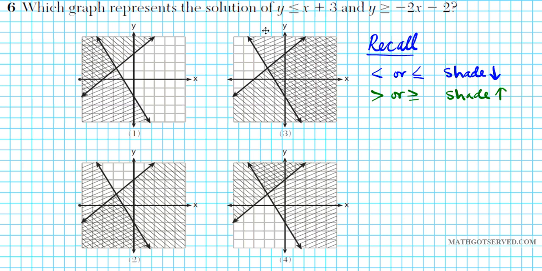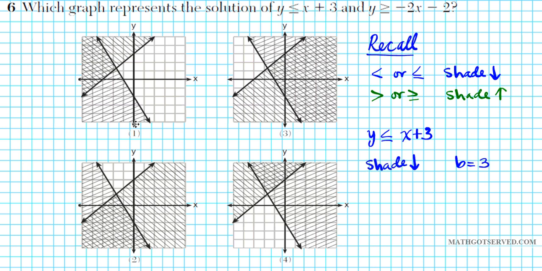Now, let's take a look at the first equation. We're going to look at y less than or equal to x plus 3. This is a less than one, so let's put it in blue. This line has a less than, which means we shade downwards. But how do we determine the line to focus on? We look at the y-intercept. b is positive 3. So the line with the y-intercept of positive 3, the direction of the shading should be downwards.